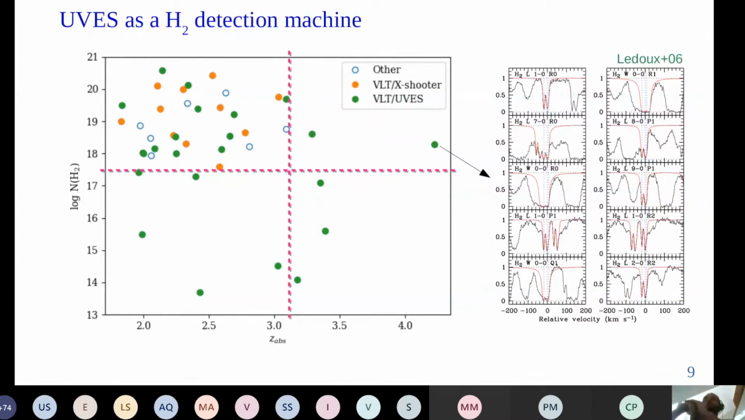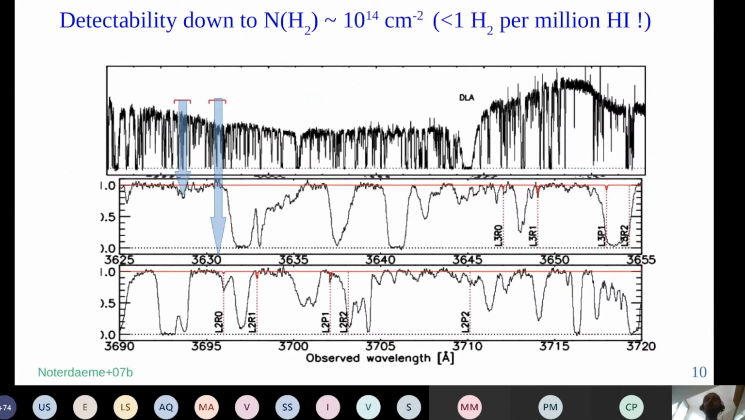So of course, this plot is biased in the sense that with X-shooter, we tend to prefer systems with very high column densities that we pre-select, because we are more interested in very highly molecular gas. But all in all, it tells us that we can go very low in column density with UVES and high in redshifts. And this is very unique. And this is to illustrate how well UVES can do.